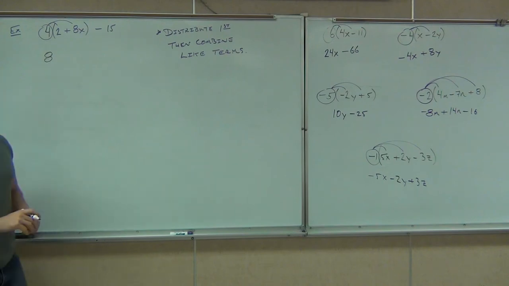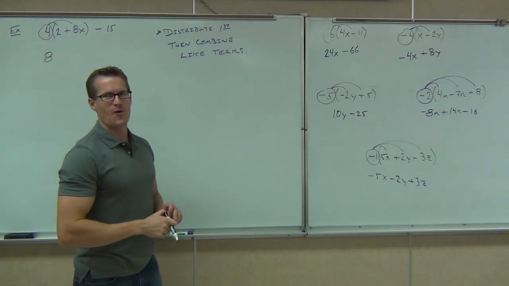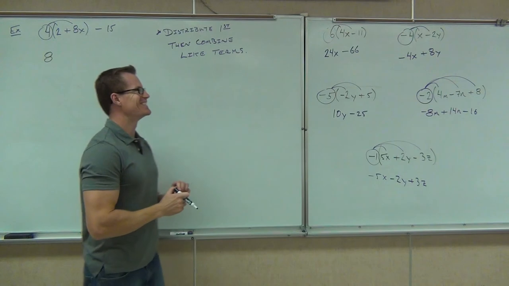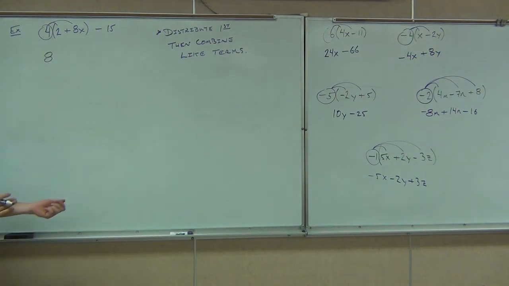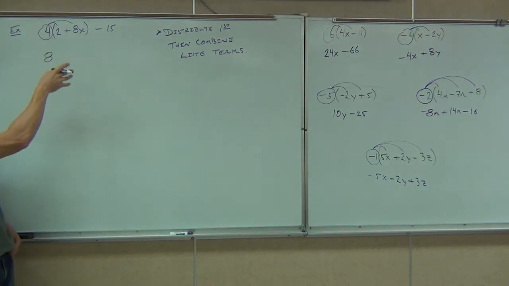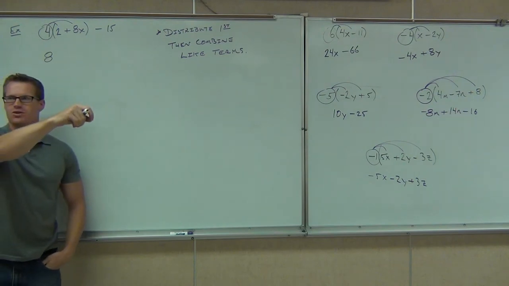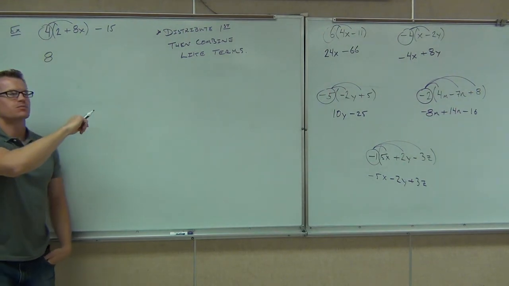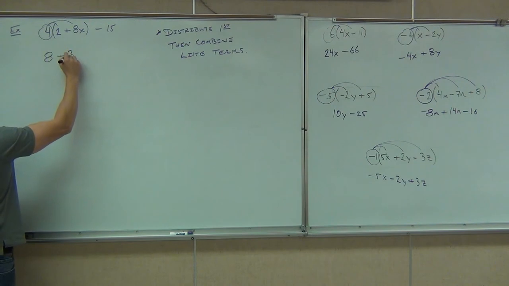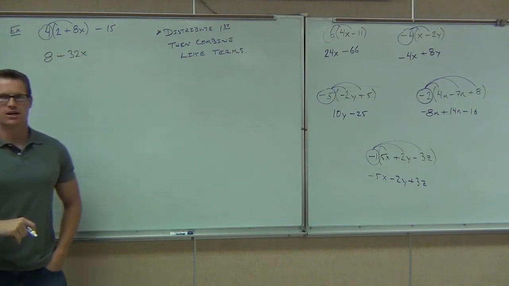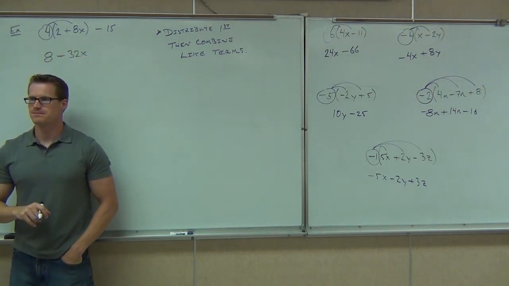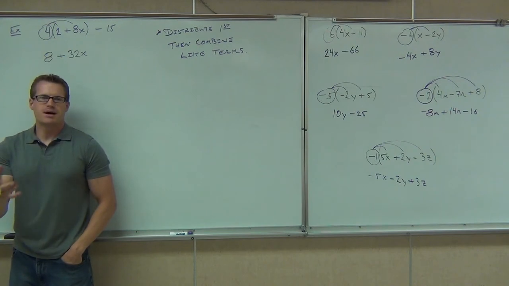8. I like the 8. So we got our 8 for sure, and then what's the next term we're going to get? Plus 32x. Good, because it's positive, 32x. Okay, and we're done, right? So we got minus 15. Yeah, we have that minus 15 at the end of this.